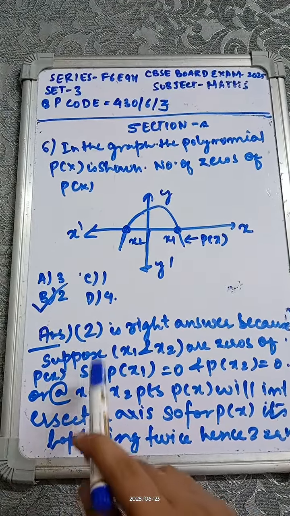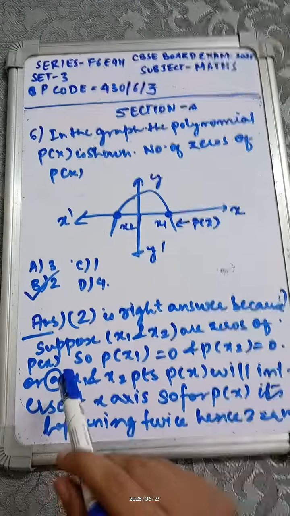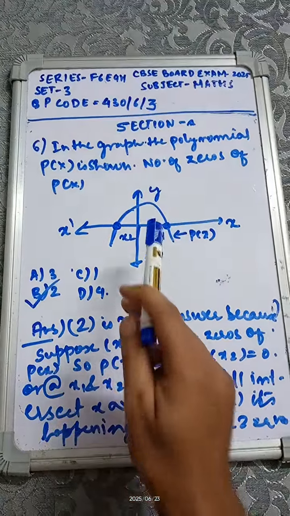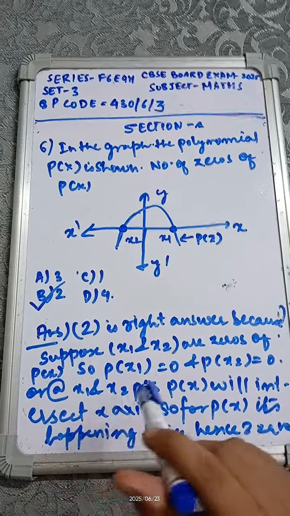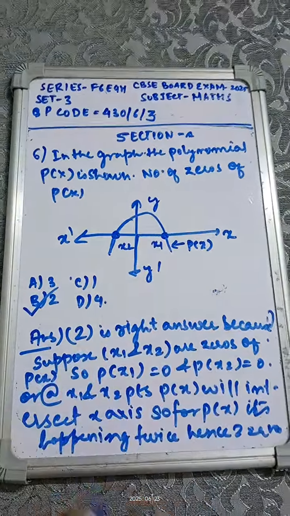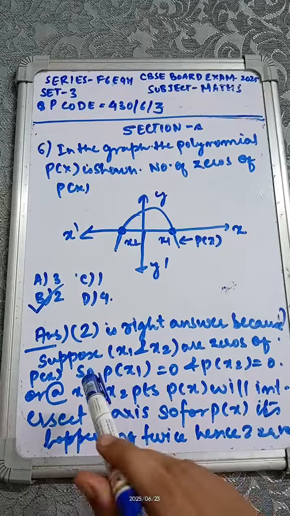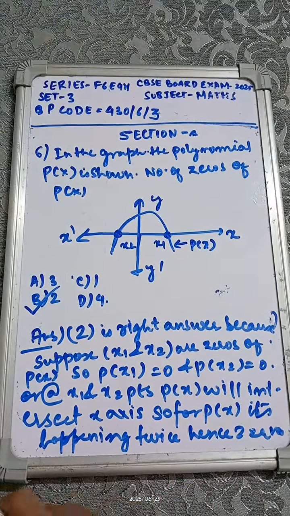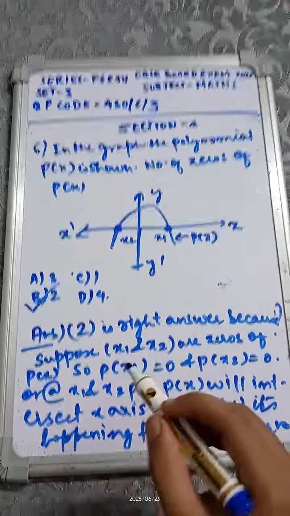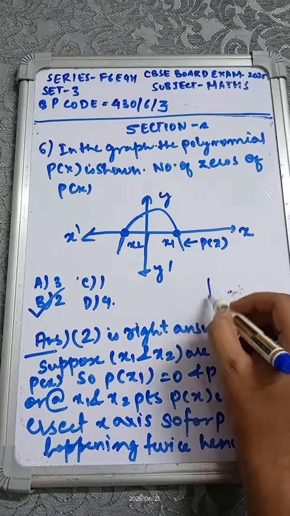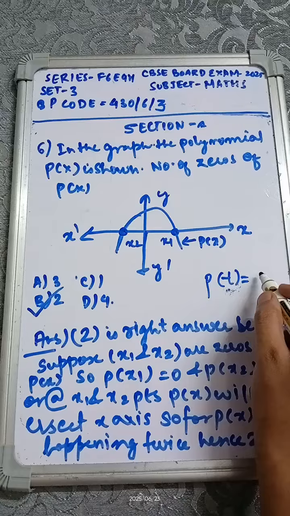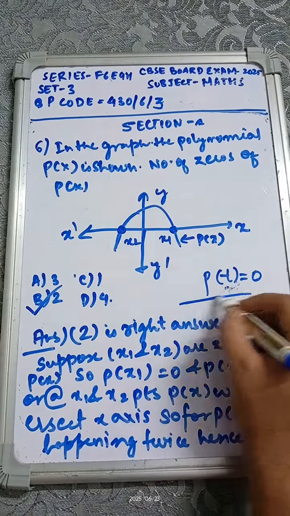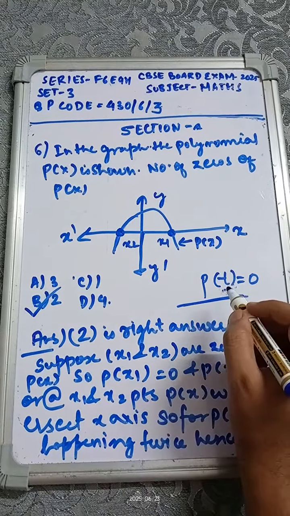So I have written this much theory just to make you understand why it is so. Suppose x1 and x2 are the 2 points where P(x) is cutting the x-axis. So suppose x1 and x2 are the zeros of the polynomial. What will happen if a particular point is a zero of a polynomial? Suppose that point is t. So the value of P(t) will be 0. Just an example I have given. P(t) will be 0.